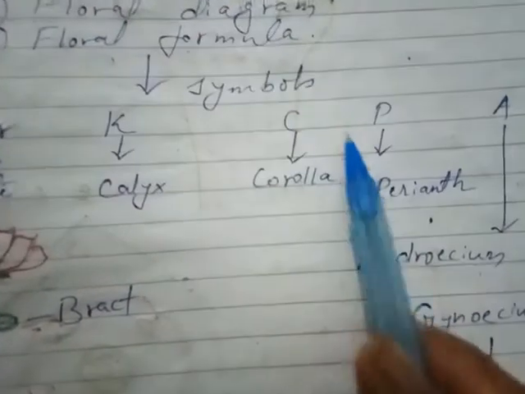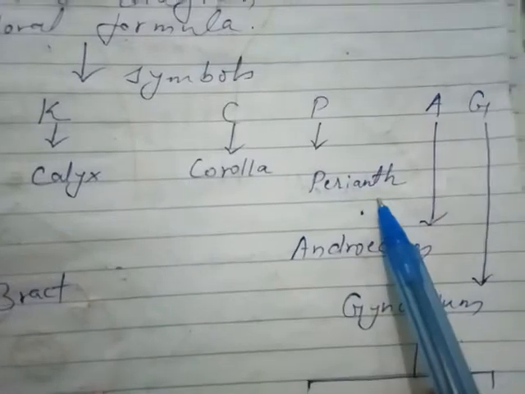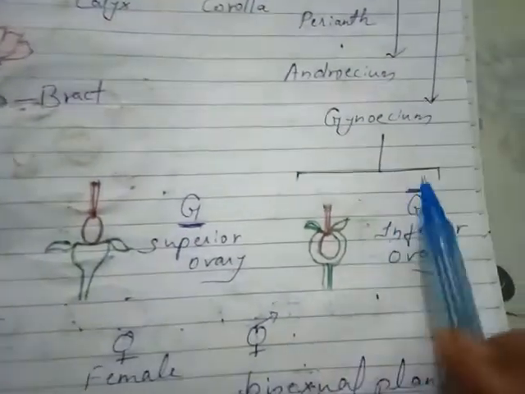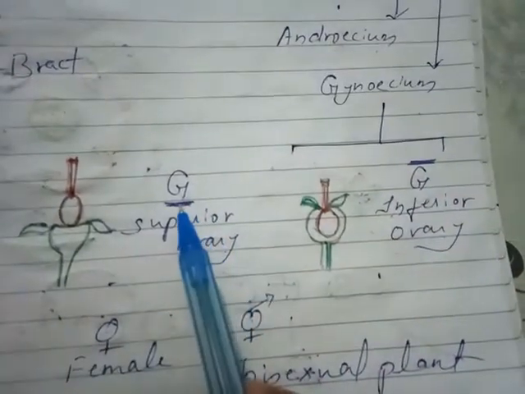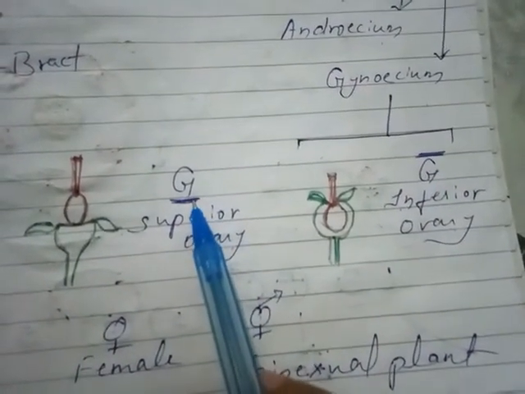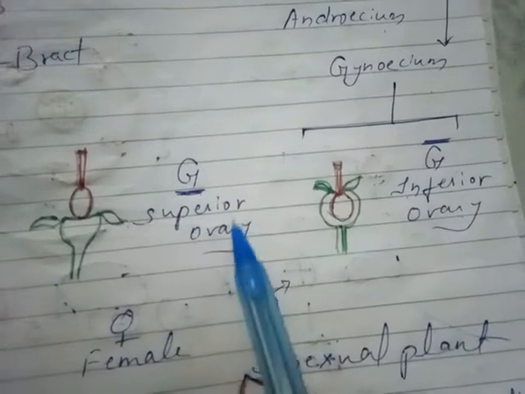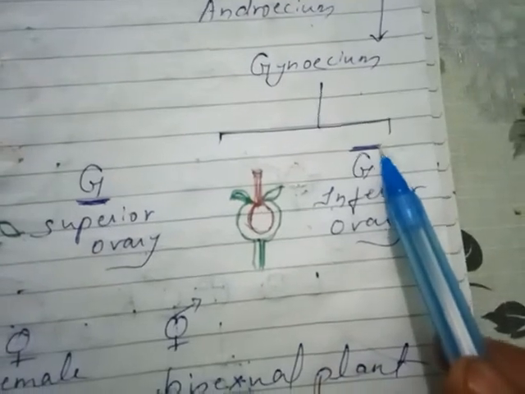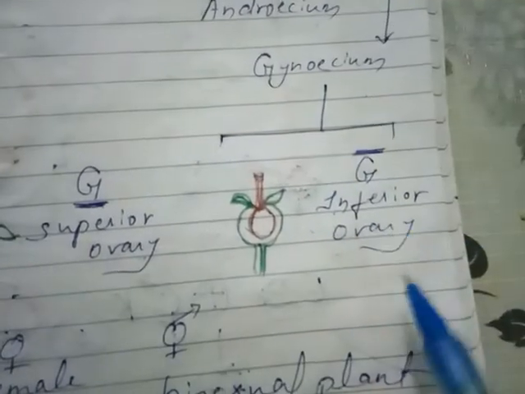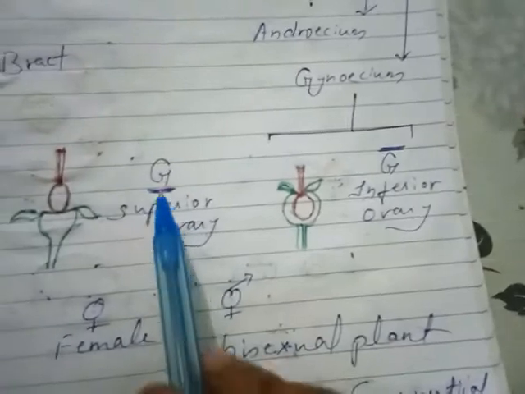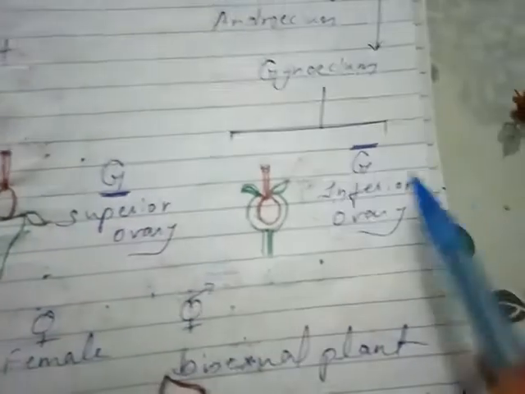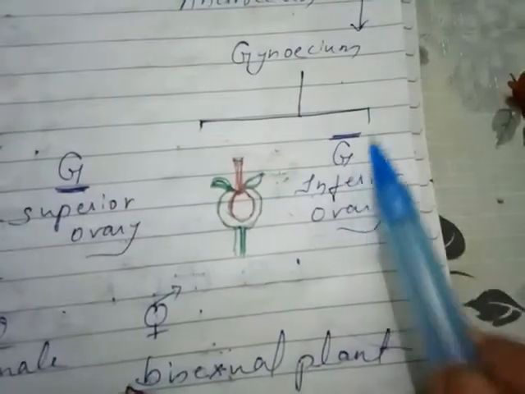K for calyx, C for corolla, P for perianth, A for androecium, and G for gynoecium. Now here, for gynoecium, if we draw the line below the alphabet G, then it is a superior ovary, and if we draw the line above the alphabet G, then the ovary will be inferior.